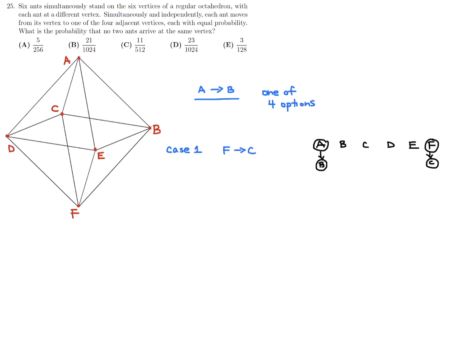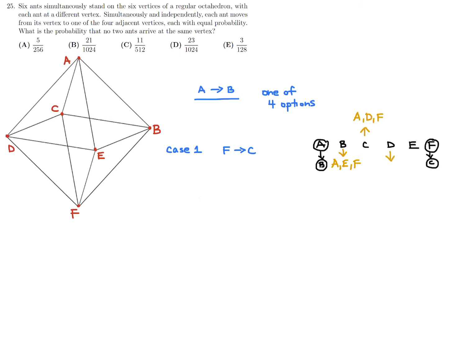Bring the diagram back so it helps you visually. B, the ant that's at B, what possibilities does he or she have? He can go to either A, E, or F. Okay? A, E, or F are the choices for B. What about C? The ant that's here, where can that ant go? Well, only the adjacent vertices. C can go to either A, D, or F.